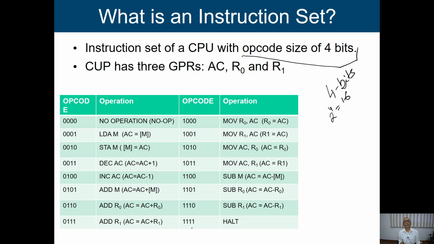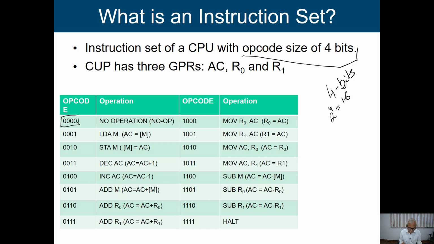Now, most processors have an operation called no operation, or NOP. Basically we are doing nothing when we have this particular NOP operation. So 0 is assigned to this NOP operation. When the opcode comes as 0, we are doing nothing, and we have to go to the next instruction.